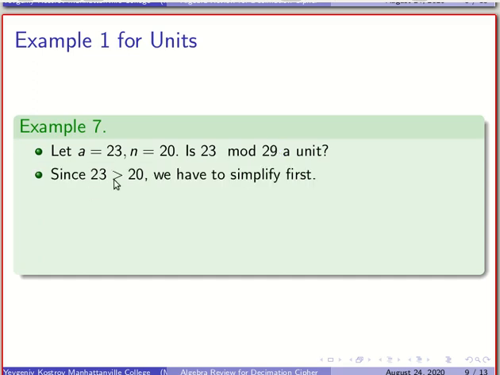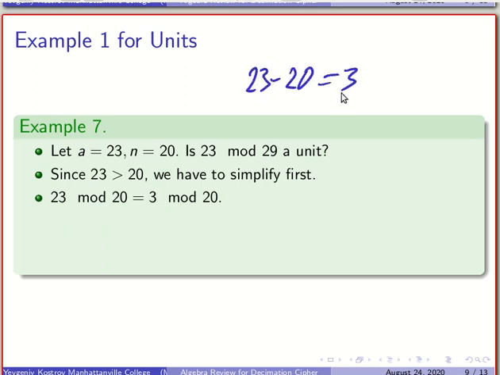So since 23 is bigger than 20, we have to simplify first. What do we mean by simplify? We mean we have to do the modulo calculation. So we're going to take 23, and we know that 20 goes in 23 once. So we subtract 23 and 20, we get 3, and so 3 goes over here. So it's 3 mod 20.